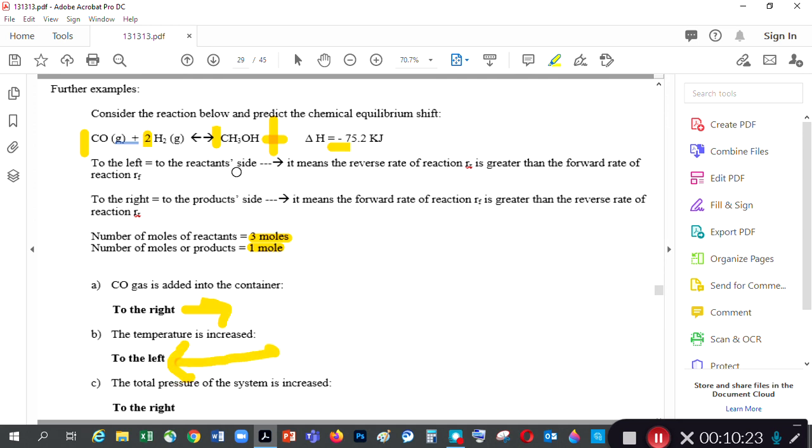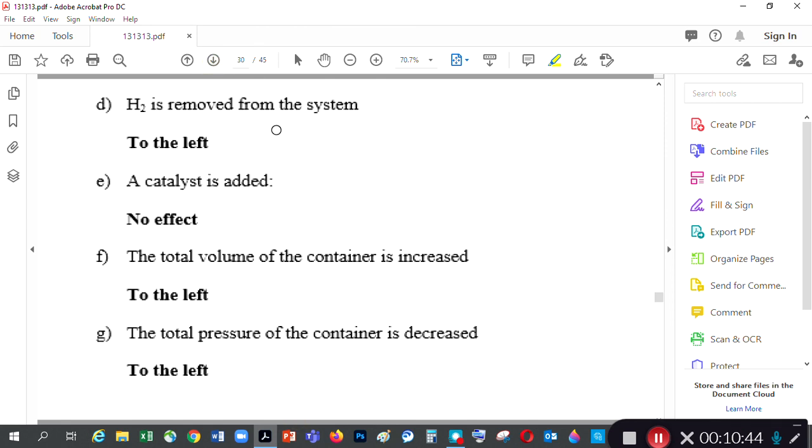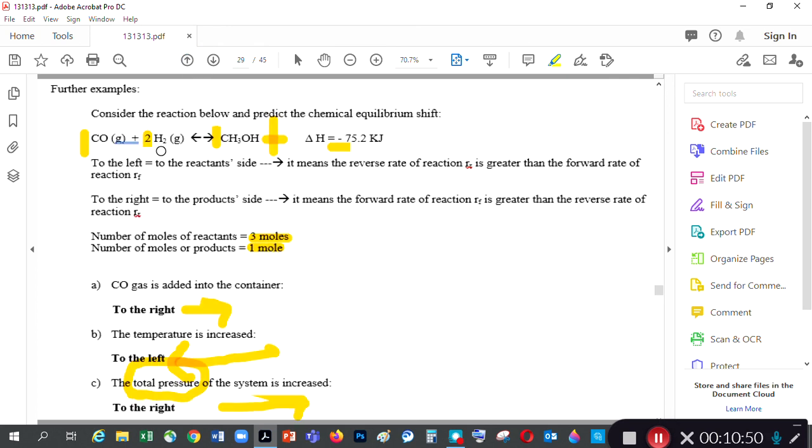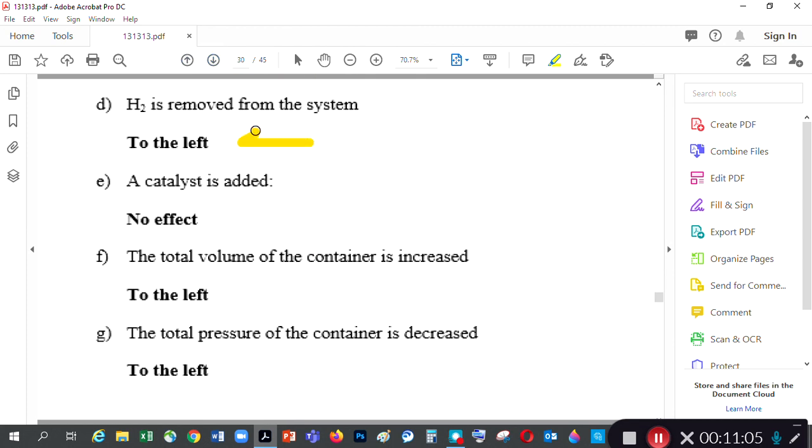And if you increase the pressure, now look at this, it will go to the side with the least number of moles. The least number of moles is the product side, correct? So it will be to the product side. Perfect, good. Now if we remove hydrogen from the system, we have to go up and look at what will happen. If you remove one of the reactants, the shift will be to the reactant side to compensate for the loss. So this shift will be to the left, correct.